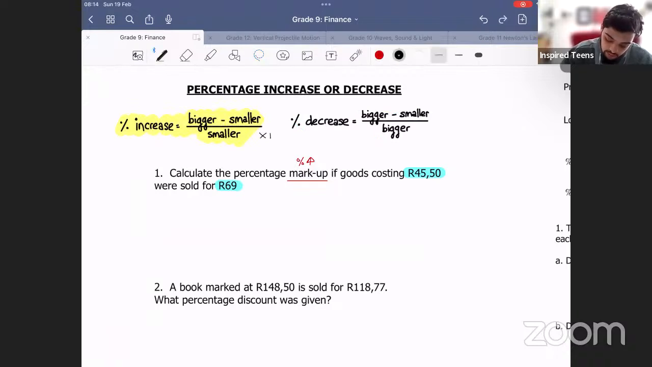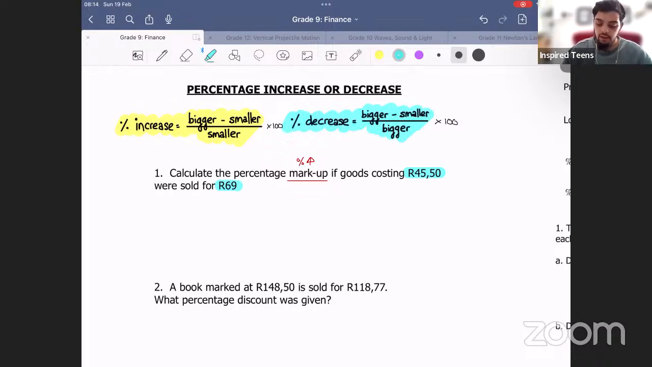Multiply by 100 to convert it into a percentage, right? Then we have percentage decrease. How do we calculate that? Percentage decrease is equal to the bigger value minus the smaller value over the bigger value. So that's the big difference. You're just dividing by the bigger value.